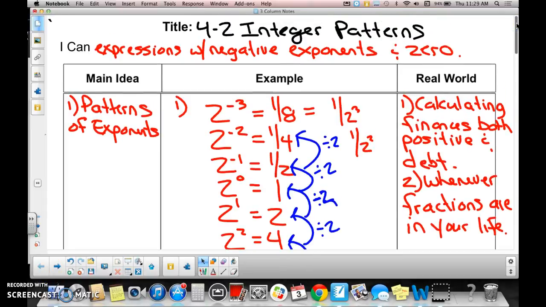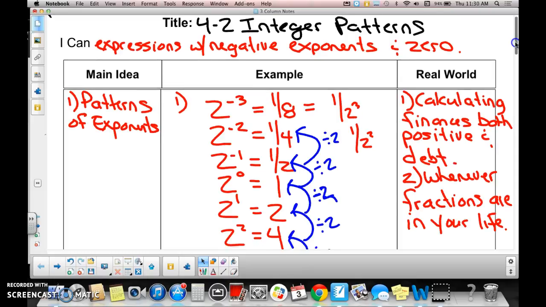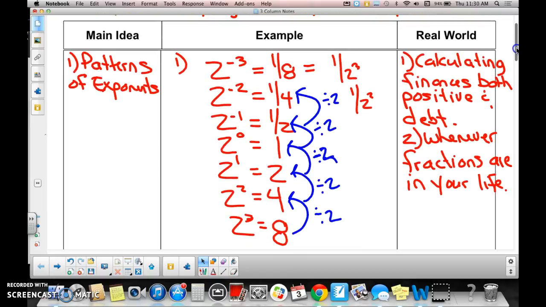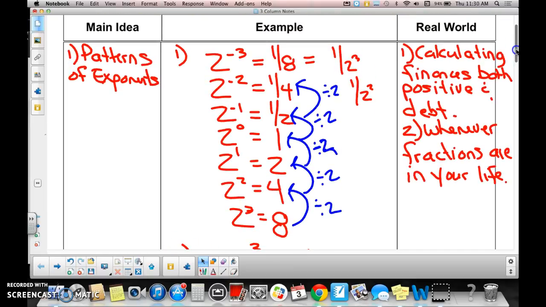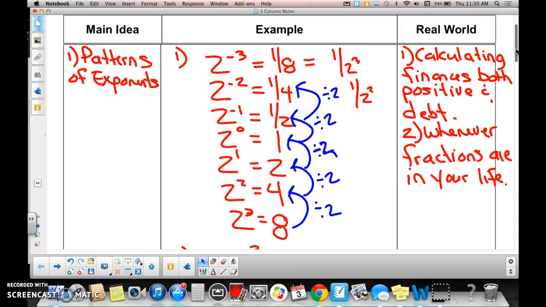What are we working on today, Benny? I can evaluate expressions with negative exponents and zero exponents. So Ben says we are evaluating expressions with negative exponents and zero exponents, and patterns of exponents. This is your explanation. For those of you watching the video now, I'm talking to you in the future here. This is your explanation, number one, of why negative exponents are fractions.